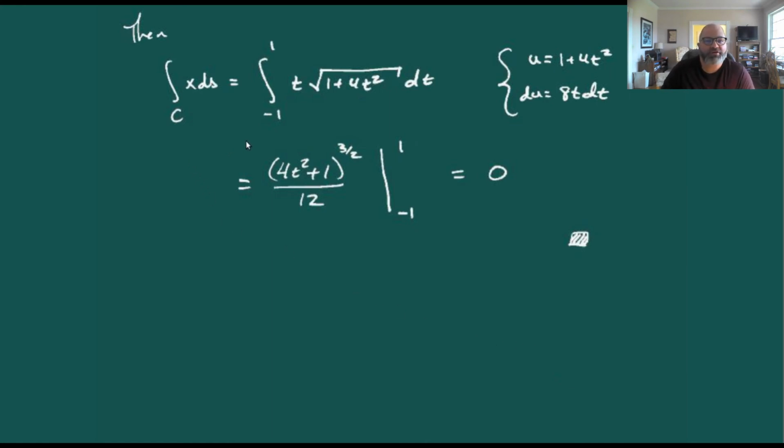And then when we actually compute the line integral, we've got x ds. Well, x was just t and y was t squared, so we just replace x with t. Our limits go from -1 up to 1, and then our arc length form, ds, is the square root of 1 plus 4t squared dt. We can just do a u substitution on that one, and we get an answer of (4t squared plus 1) to the 3/2 over 12. Evaluate that between -1 and 1, and in this case we get a value of 0.